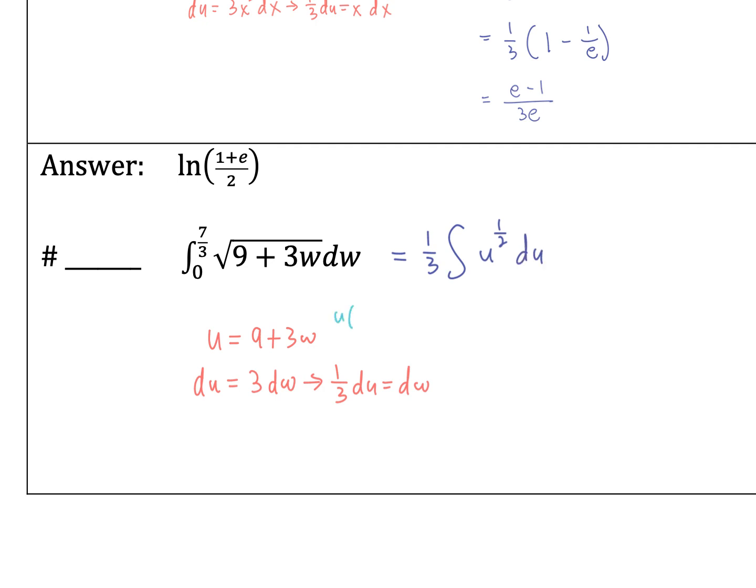Okay, get our limits. 7/3 times 3 is 7, plus 9 is 16. Plug in 0 to the bottom, we get 9. Those are our new limits.